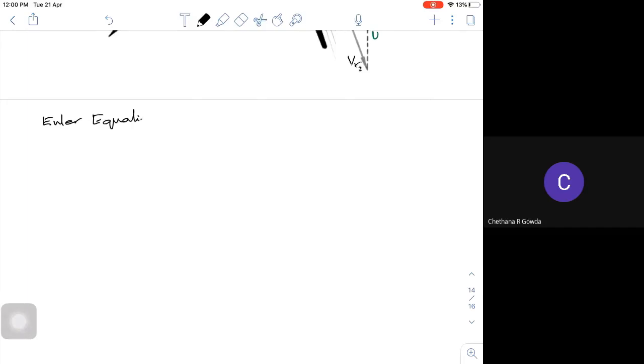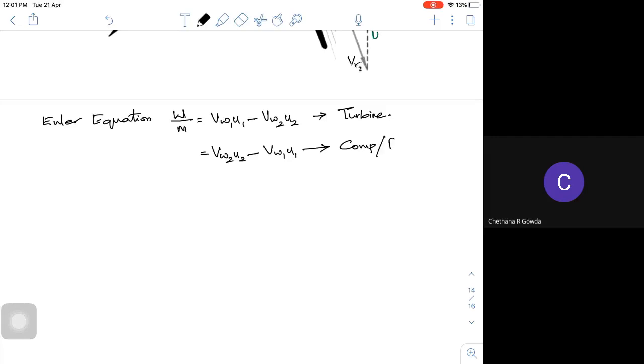This is, say, work done per unit mass, equal to VW1 into U1 minus VW2 into U2. So this is for a turbine. The same thing can be written as VW2 into U2 minus VW1 into U1 for a compressor or a pump.